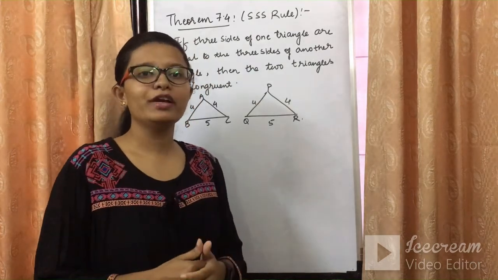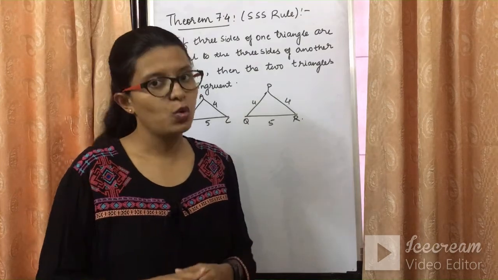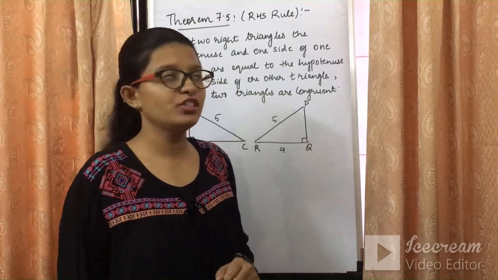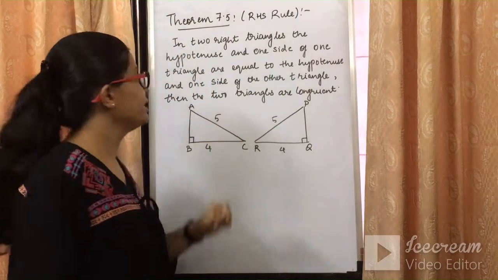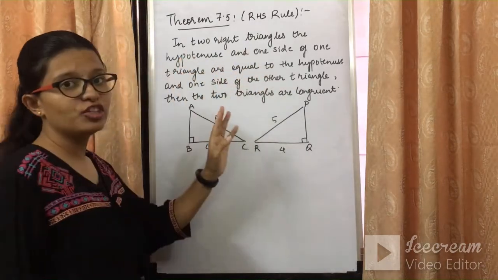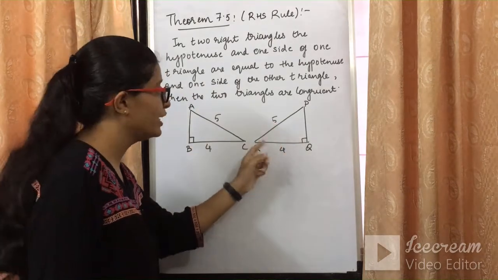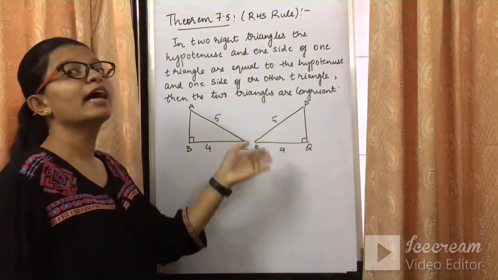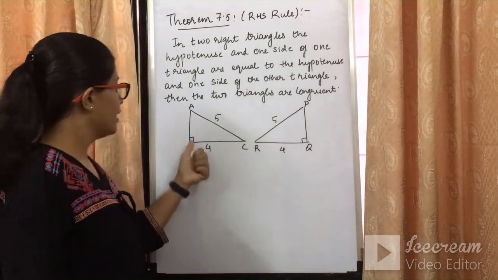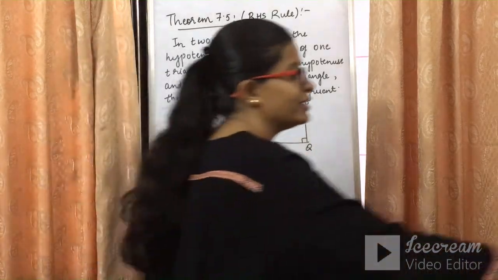Now we will move ahead with the RHS theorem, that is the right angle hypotenuse side congruency rule. Let's have a look at what we mean by the RHS congruency rule. The theorem states that in two triangles, if the hypotenuse and one side of one triangle are equal to the hypotenuse and one side of the other triangle, then the two triangles are congruent. Why are the two triangles congruent? Because this angle is equal. This angle is 90 degrees.